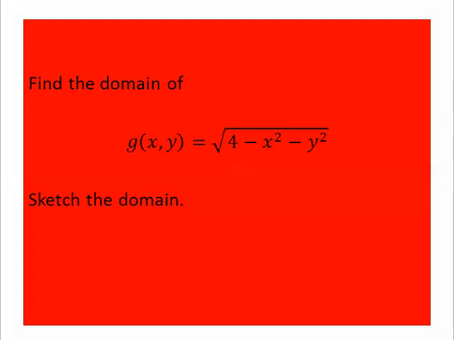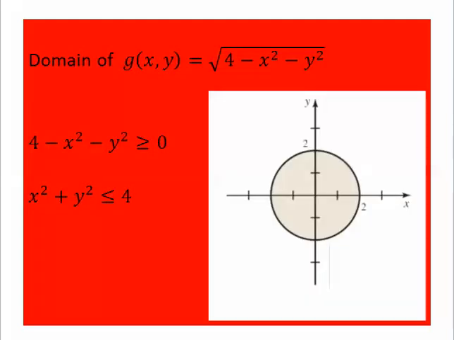Let's find the domain of this function. We must have all values under the radical to be either 0 or positive. That means only values contained by this circle of radius 2 centered at 0, 0 will be allowed.